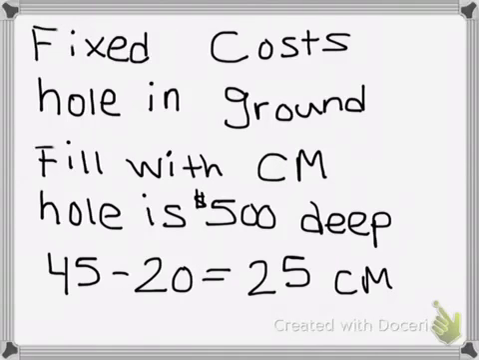I want you to think of fixed costs as a hole in the ground that you must fill up with contribution margin. So let's look at what we have here. Our fixed cost is $500, so our hole is $500 deep. Our contribution margin is the $45 registration fee minus the $20 caterer cost, which is your variable cost, equals $25 in contribution margin. So look at this picture here.